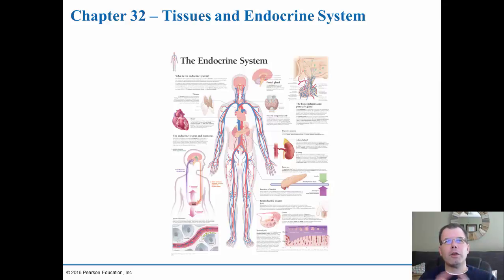So let's take a look today at, like I said, tissues and then the endocrine system, and see how this is done in animals. Here's a nice picture showing you a lot of different parts of the endocrine system in humans. We're going to talk a little bit about some of these organs, but specifically the role and function of some of these and how they do the job that they're supposed to do in the body.